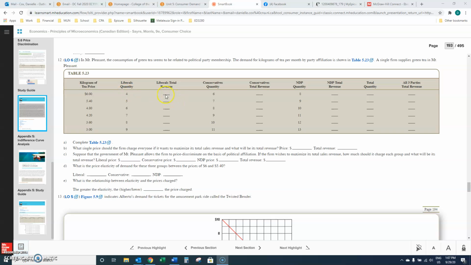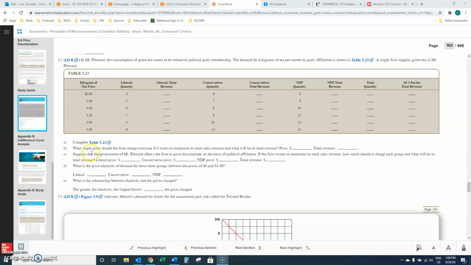Your revenue for Liberals is going to be the price times the quantity for each level. Same thing with Conservatives and NDP. It's just going to be the quantity times the price over here. And then your total revenue is just going to be all three combined, added up.